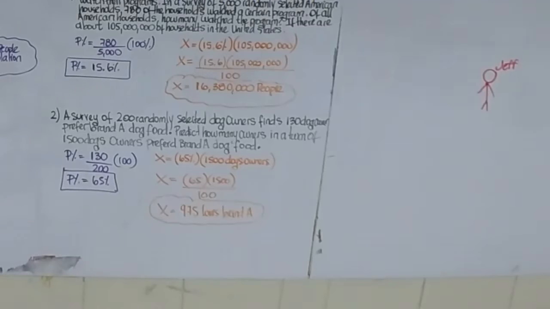So what will be the value of X? 525. 525 hate brand A.